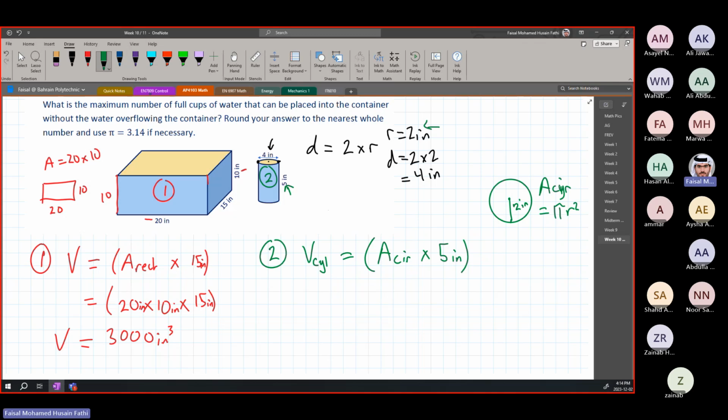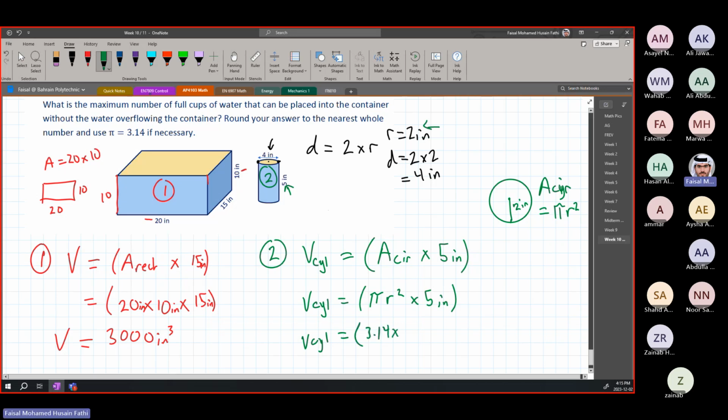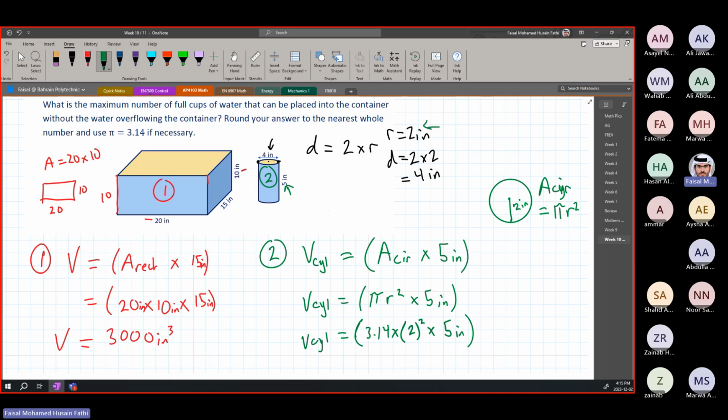So we substitute that here. The volume of the cylinder is equal to the area of the circle, which is pi r squared, times 5 inches, or we could just write 3.14 times r squared, which is 2 squared, times 5 inches. Make sure you are using r and not d. Okay? You are selecting r and not d. Do not confuse them.